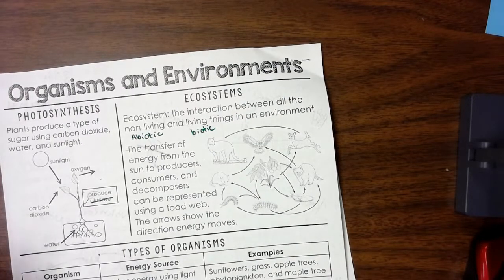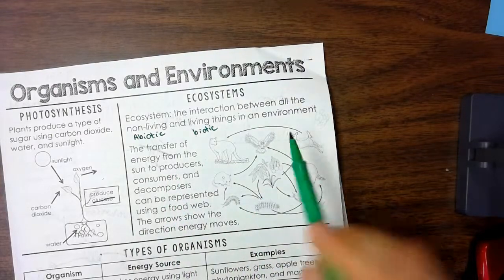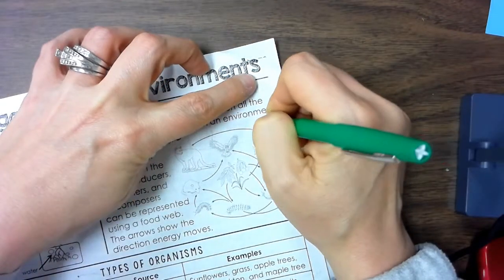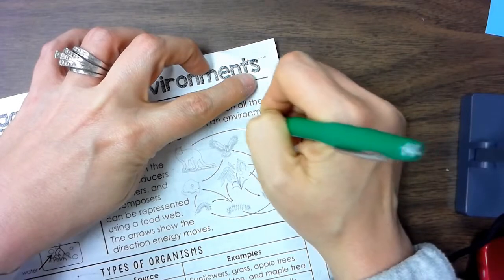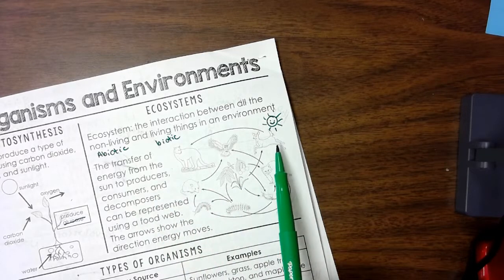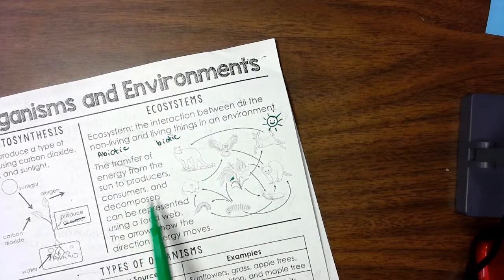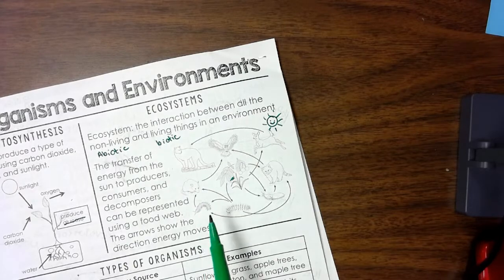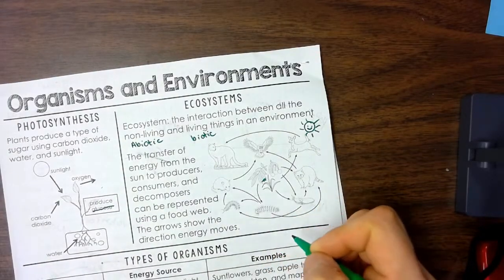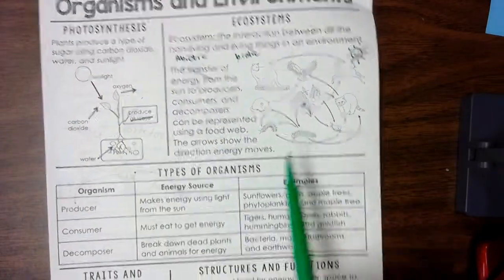All right, so let's talk about our food web. Food web. The transfer of energy from the sun. Wait, we don't have a sun. We need a sun. All right. The transfer of energy from the sun to producers. So that would be that guy, right? Consumers and decomposers can be represented using a food web. The arrows show the direction energy moves. So where the arrow goes, the energy flows. All right. Y'all actually done really well this week. I'm really proud of y'all.